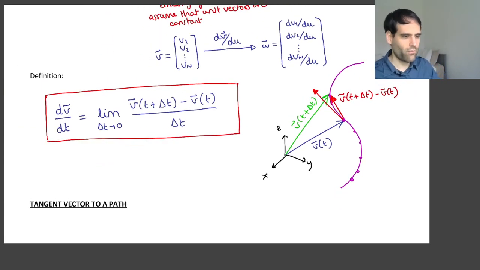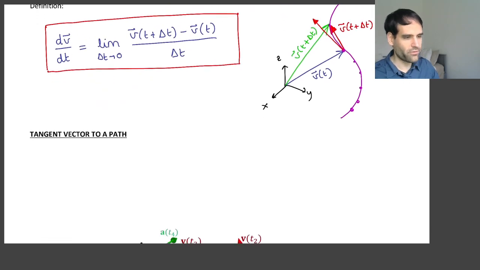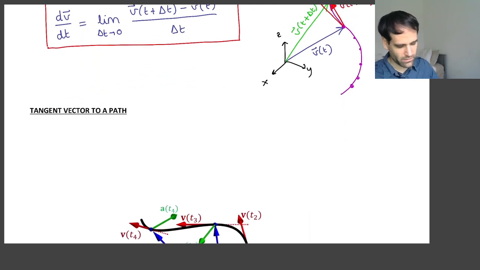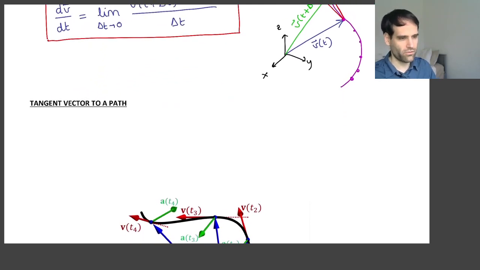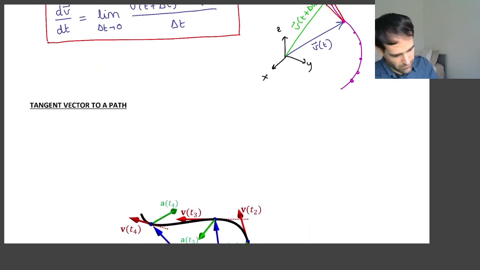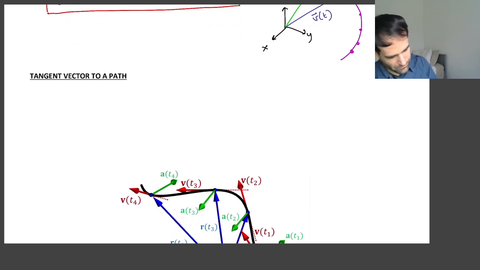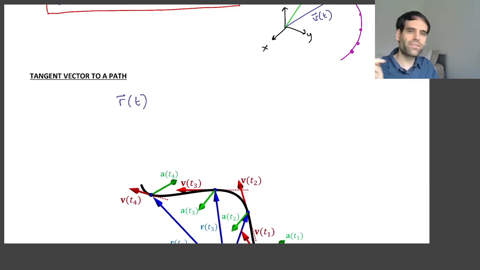Excellent. So that's a very, very important thing to realize, that the derivative of a vector is equal to a tangent vector to the path. Okay? So imagine we have a path, a position vector r, which depends on time. Okay? And this is describing the path of some particle. And for this, I have an applet. Let me switch to that.